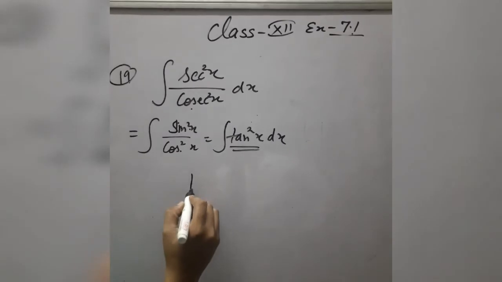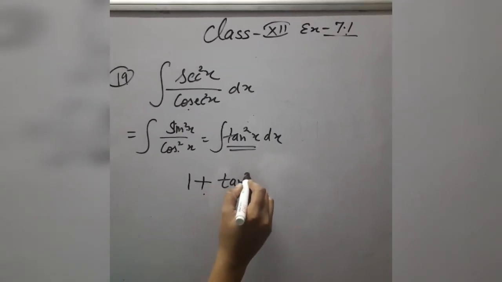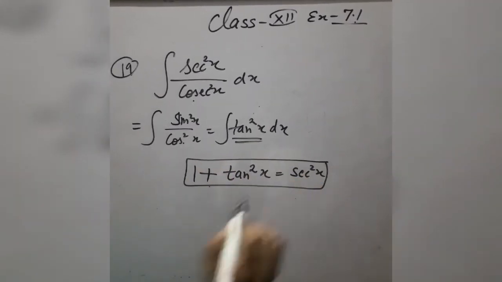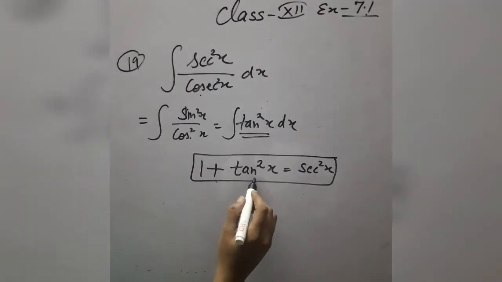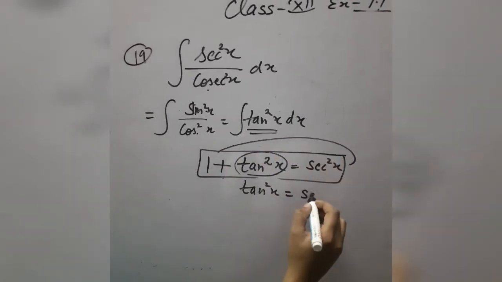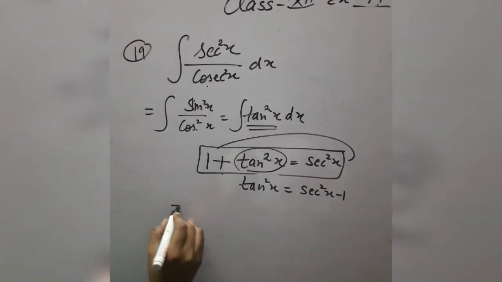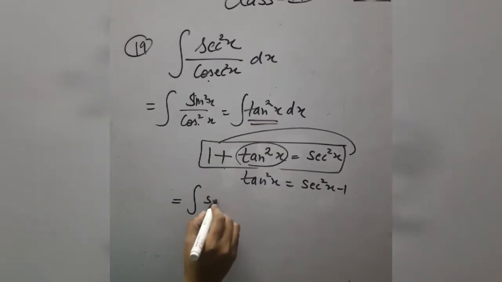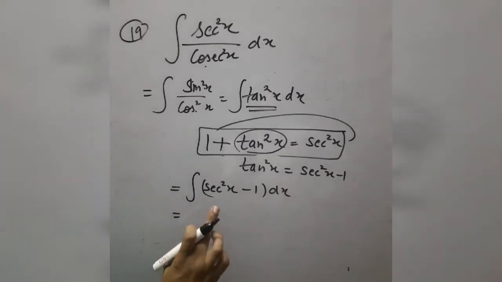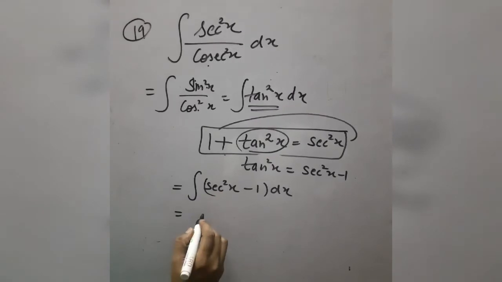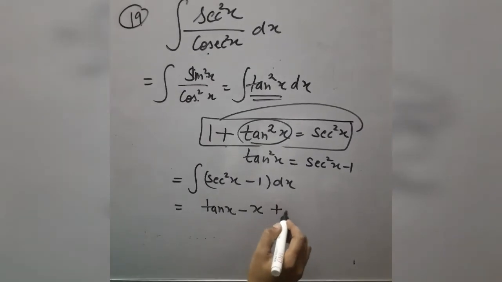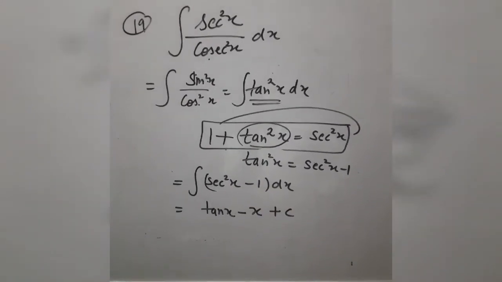Now one identity all of you have done, trigonometric identity in 10th class: 1 plus tan square x is equal to secant square x. We will use this identity here in this sum. By using this identity, tangent square x can be written as secant square x minus 1. Now we will take integration of this. Derivative of tangent x is secant square x, so integration of secant square is tangent x. And what is integration of 1? 1 is a constant term, integration is x, plus integration constant c.